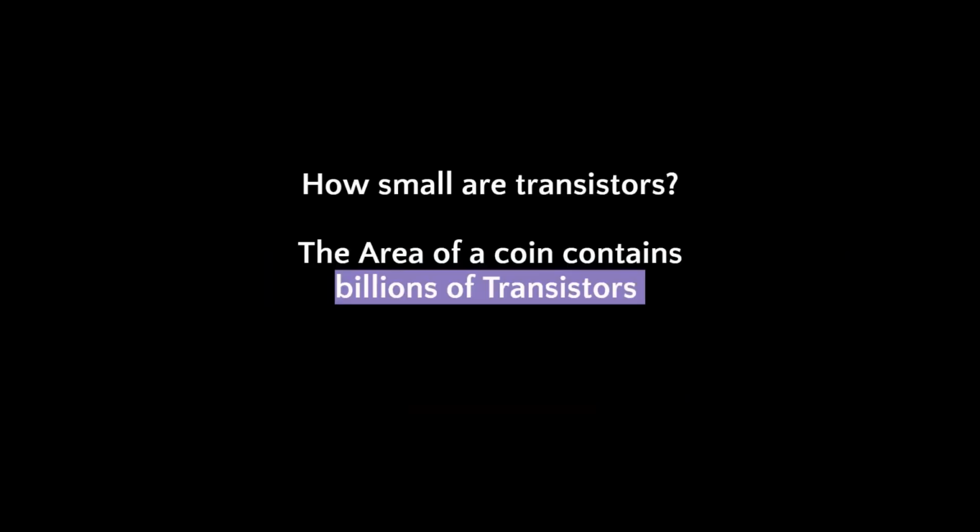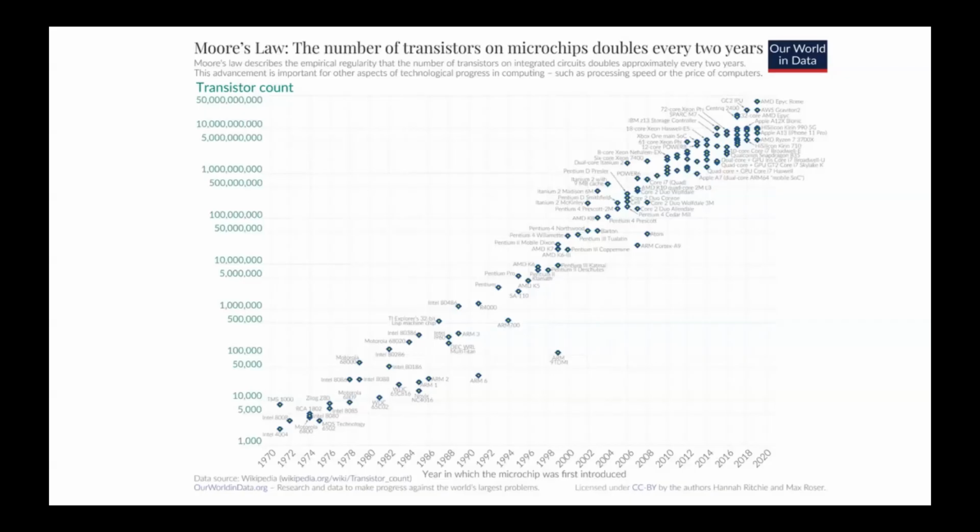How small are these transistors? Imagine just a small coin in your pocket. It has billions of transistors inside it. Well, not inside the coin, but if there's a microchip of the same size, it would have billions of transistors. And we observe, and we call our observation Moore's law, that every 2 years, the number of transistors in the same microchips doubles.